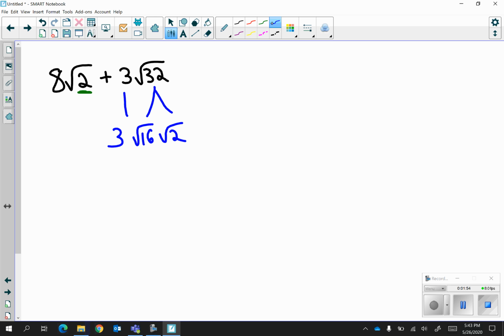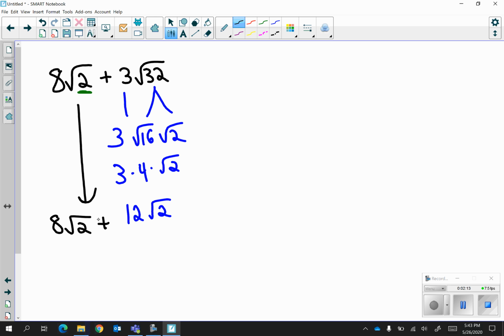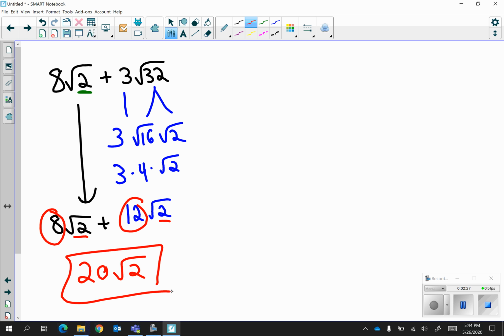I'm going to keep on simplifying. I have 3 times the square root of 16 is 4 times the square root of 2. So altogether, when you're done simplifying, you get 12 radical 2. And now I'm going to bring down the actual original question. Now this looks similar to the last example. Your radicands are the same, so you can add the coefficients and keep the radical. 8 plus 12 is 20. Square root of 2 is your answer.